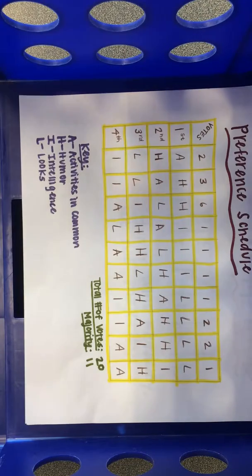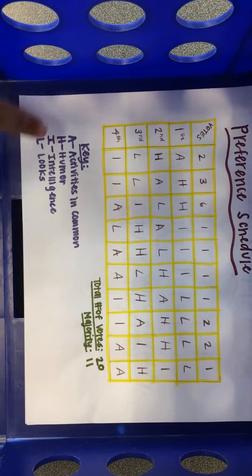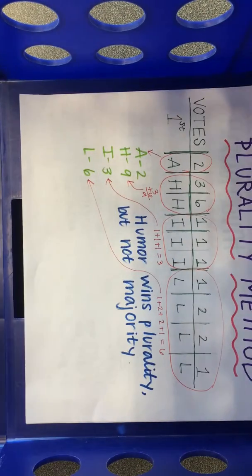It shows the rankings for every student, having 20 students, and which of these traits they found were the most important to the least important. A for activities, H for humor, I for intelligence, and L for looks, paying special attention to our majority number of 11. Our first method was plurality, which only looks at first place votes.